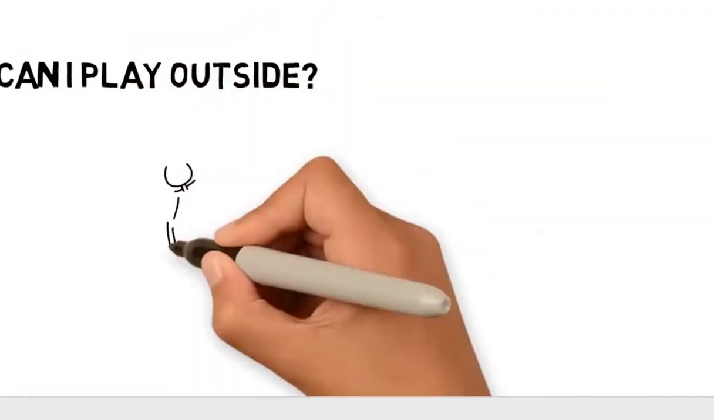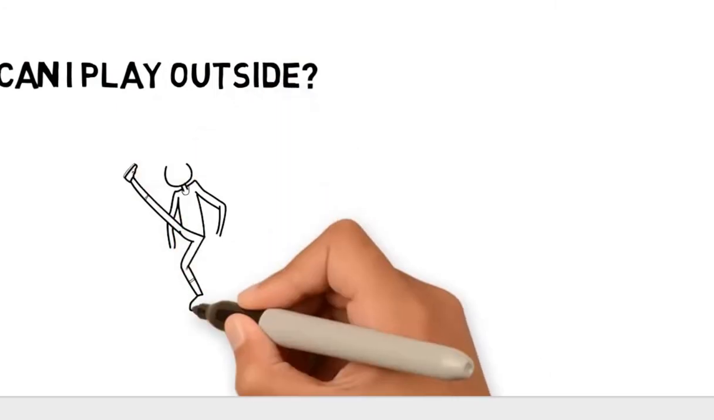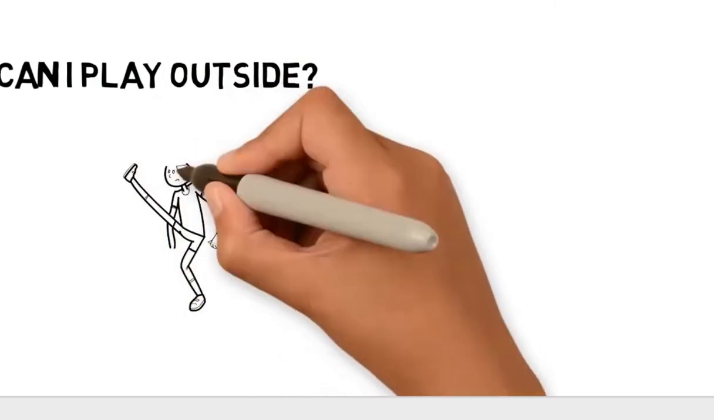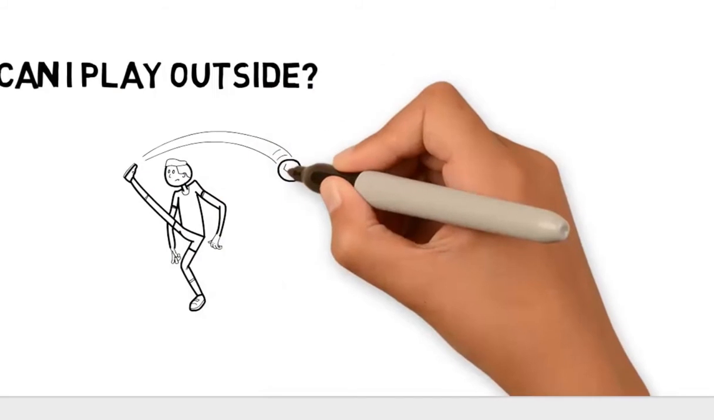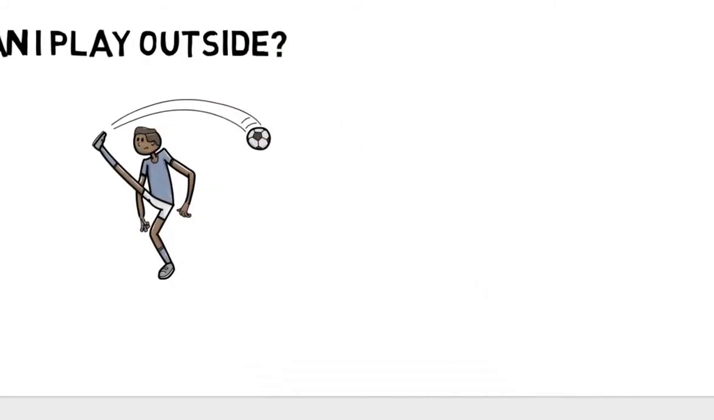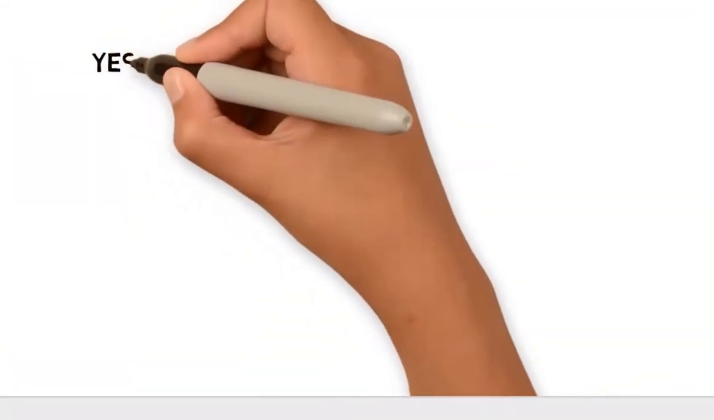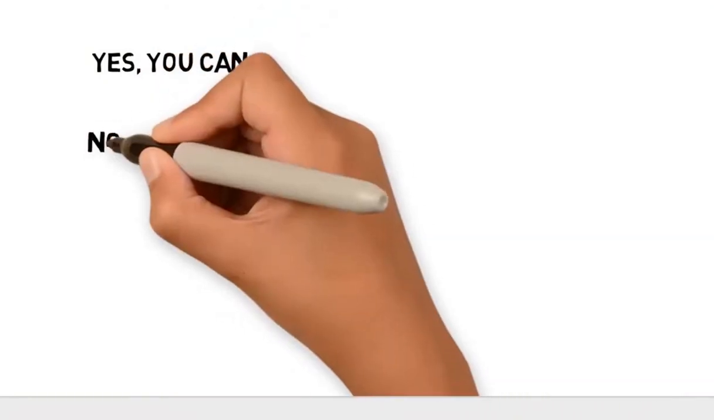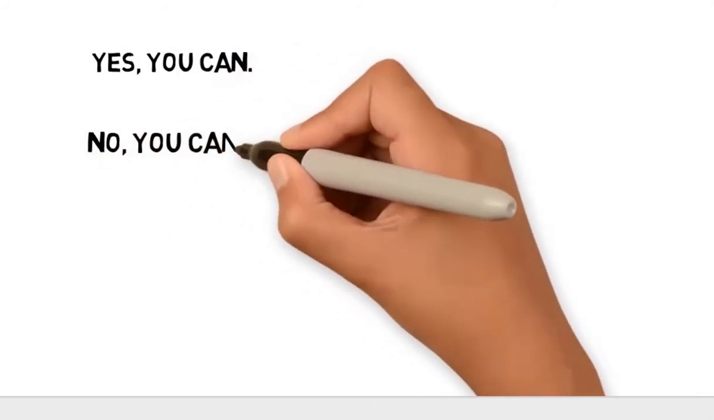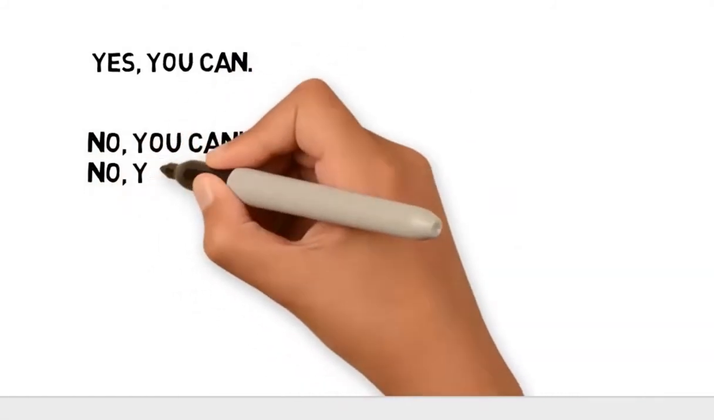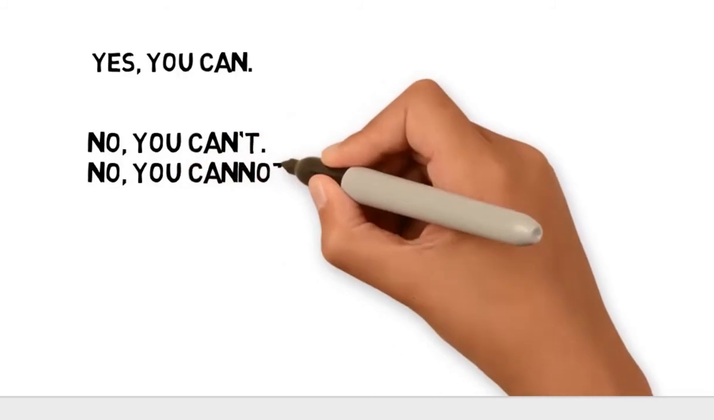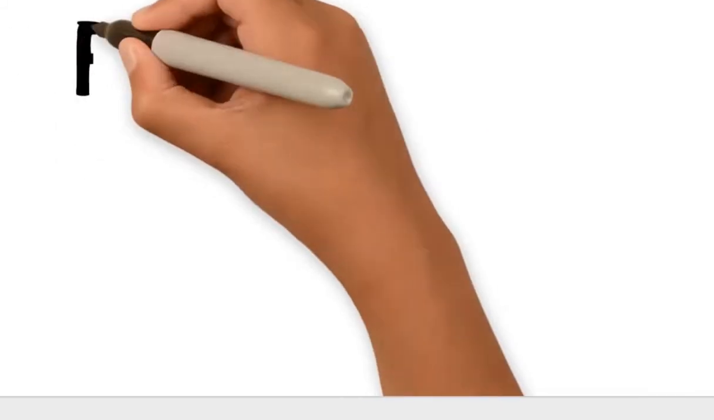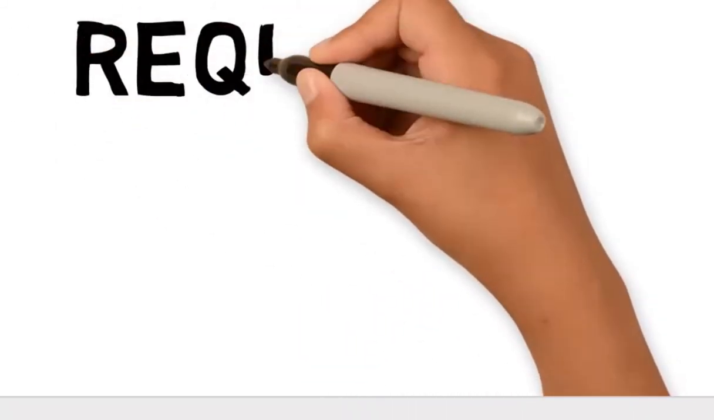Another example. When you are a child and you want to ask your parents something, can I play outside, Mom? Of course, for both questions, if the answer is affirmative, it will be yes, you can. But if the answer is negative, it would be no, you can't or you cannot.